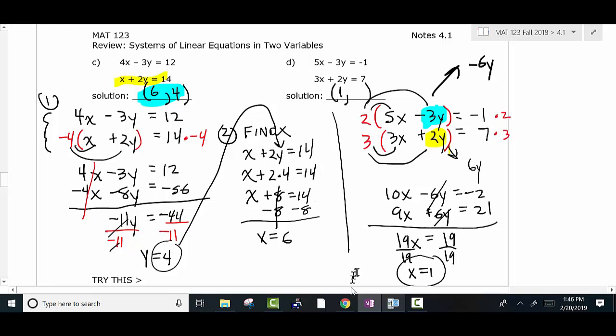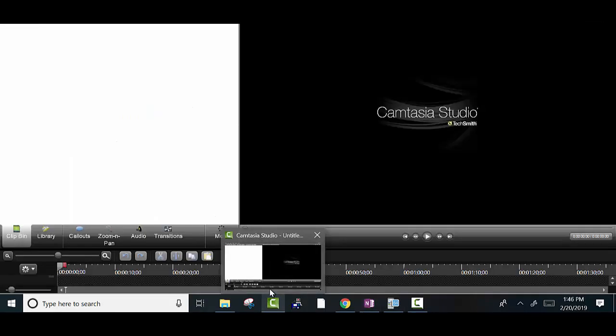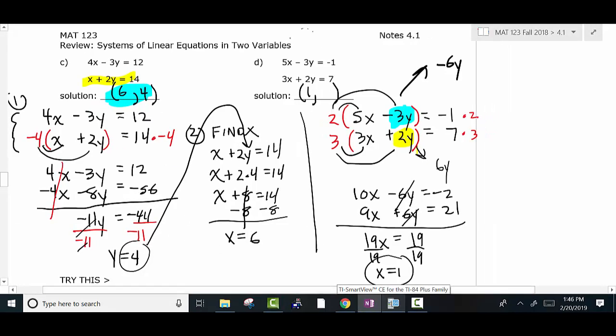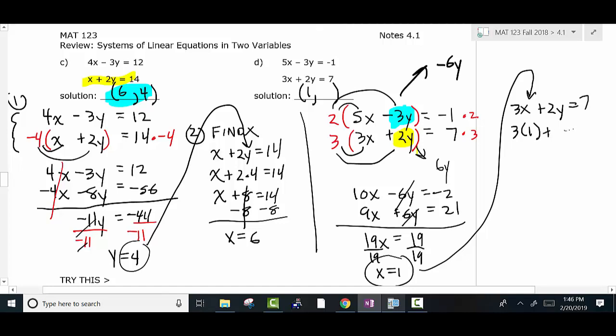What do I do next to close off the deal? Pick an equation. It doesn't matter which equation you pick, and then just plug in. I'm going to pick the second equation because it doesn't have any negatives in it. So 3x plus 2y equals 7. Plug in the 1, and then you should have it. So we'll have 3 times 1 plus 2y is equal to 7. So that would be 3 plus 2y equals 7.